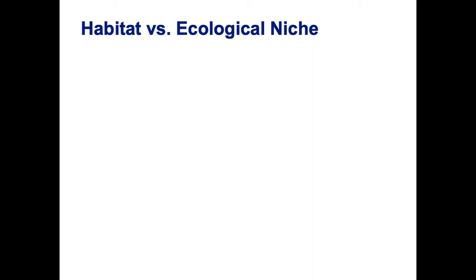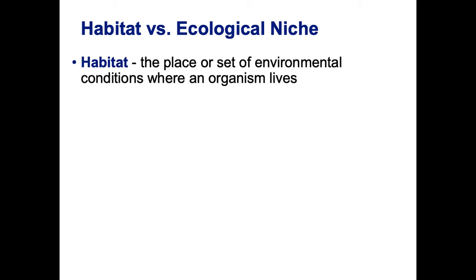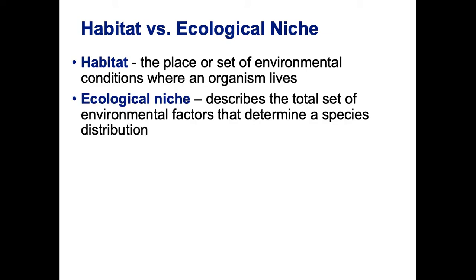Now, there are two terms that people sometimes use interchangeably, but they really mean two different things, and that's habitat and ecological niche. A habitat is basically where an organism lives, and it includes the different conditions that it needs to live. A niche is the total set of environmental factors that determine a species' distribution. So it might include lots of other species and how they interact with that species, not just what they need to live in an area.